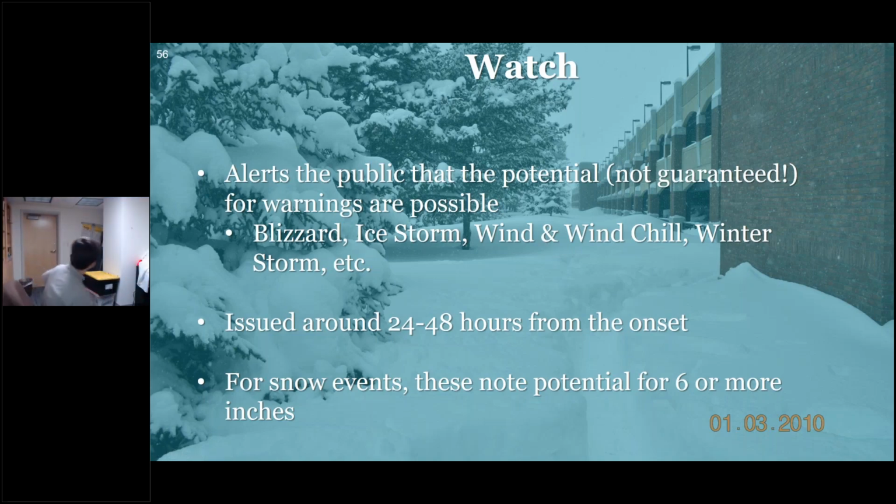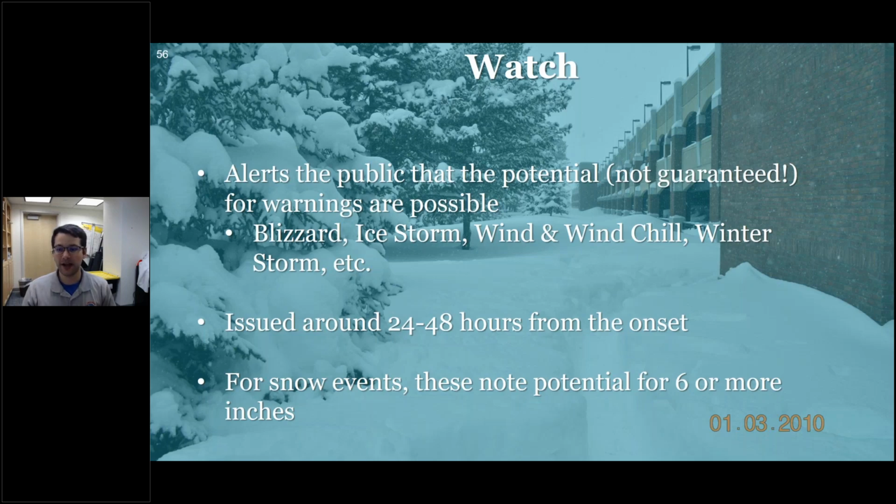When we start talking about our watches, excuse me as I turn back on the lights here. As we start talking about our watches, that's when we start more actively alerting the public to the potential, still not guaranteed, of a warning level event. So we can issue things like blizzard watches, ice storm watches, wind chill watches, and winter storm watches. So we will try and issue things like watches when we expect the potential that we have a warning level event, sometimes 24 hours before the event. We prefer if we aim for 48 hours before any kind of winter weather event happens.